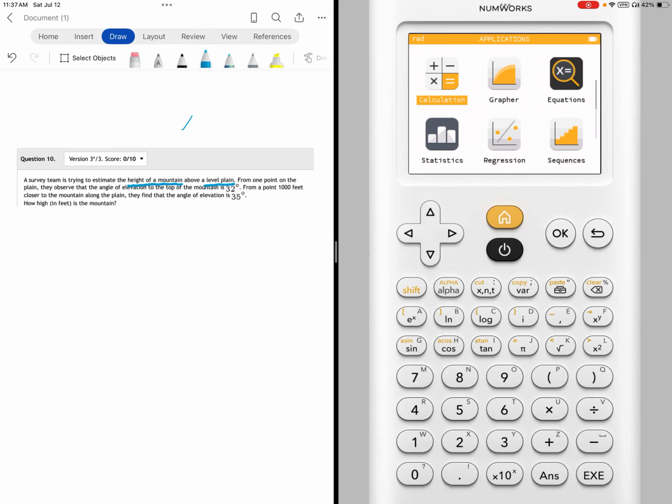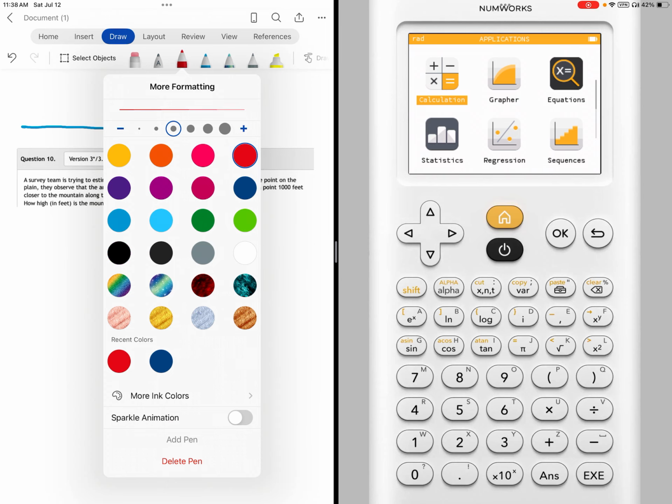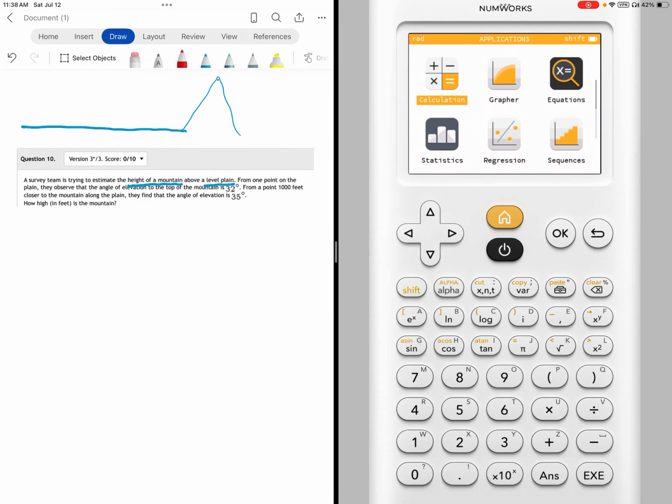We've got a mountain, we've got a level plain. We want the height. Change it to red. Get some other colors in here. So we want the height of this mountain. Go down to the center point with the right angle. So this is what we're searching for.